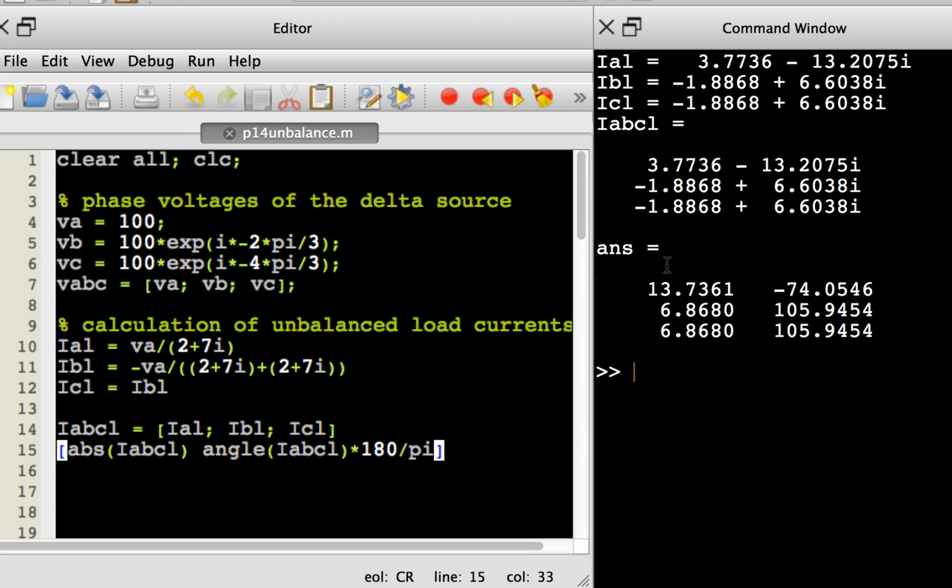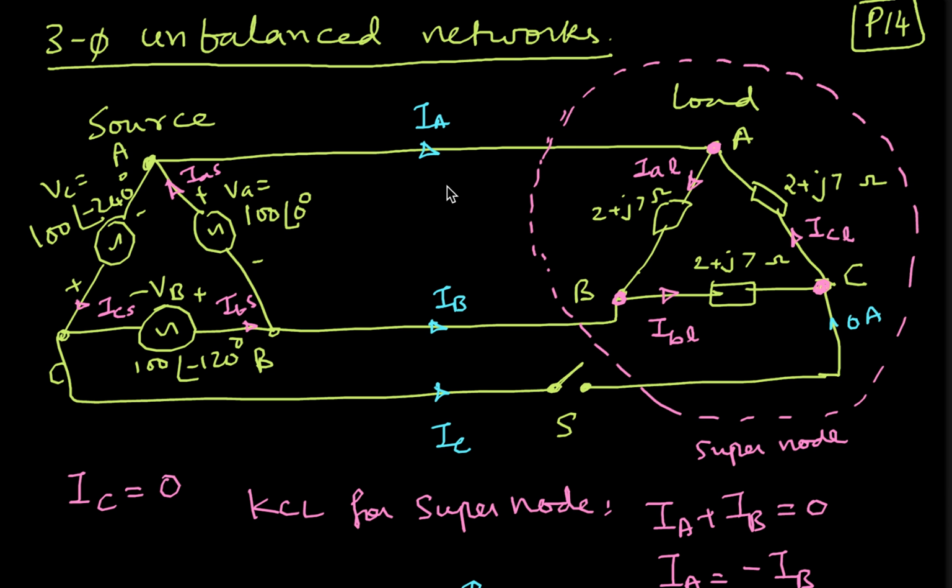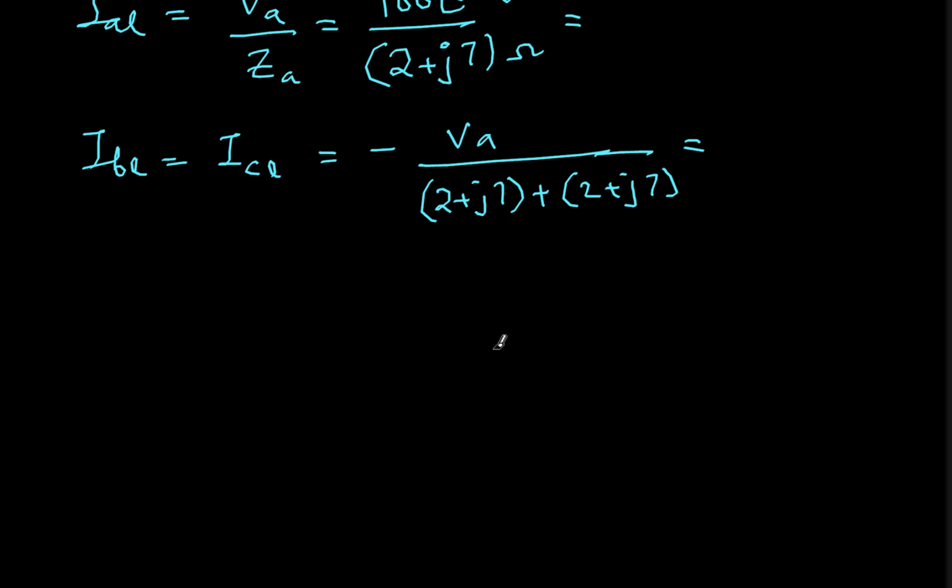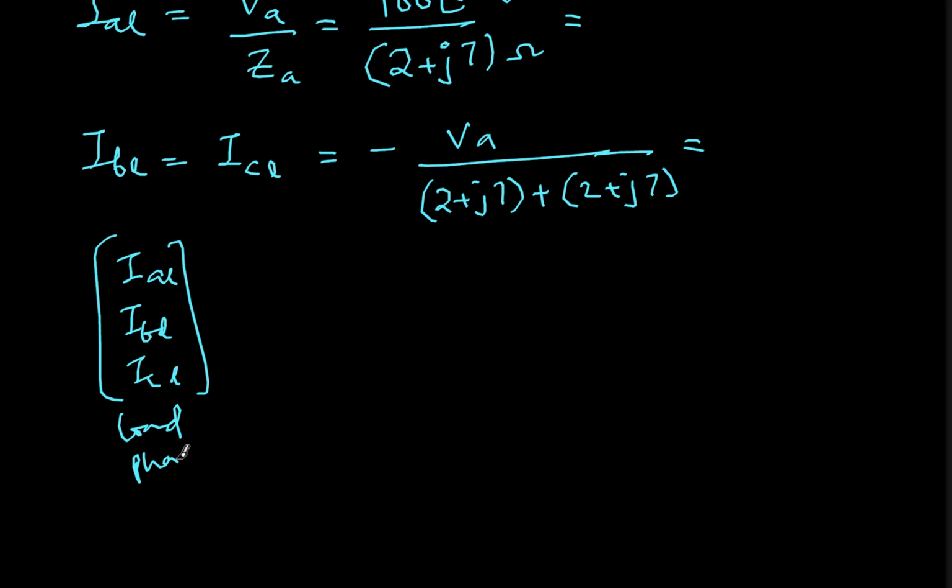So now I'm getting the currents. So 13.73 angle minus 75, and then 6.86 and angle 106. So these are my phase currents. So let me write it down. So IAL, IBL and ICL. So these are the load phase currents.